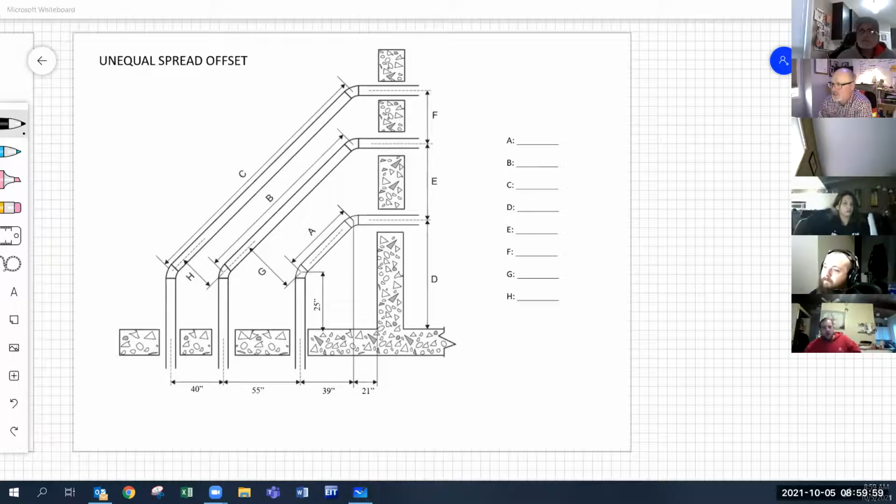So to solve for these ones, it's relatively, actually, in my opinion, easier than the other ones. So first off, the first thing I'm going to do is solve for A on this. So we will draw a right angle triangle right in here.